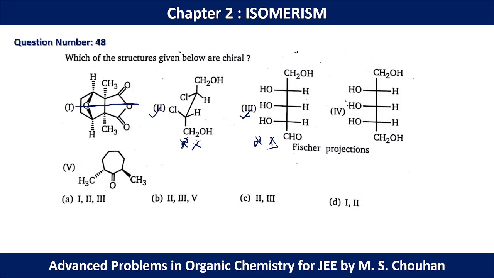In 4 we have sigma symmetry present, so it's an achiral molecule. In 5 we don't have any sigma or I, so it's a chiral molecule. So 2, 3, 5, these 3 molecules are chiral. So for question number 48, option B is the correct option.